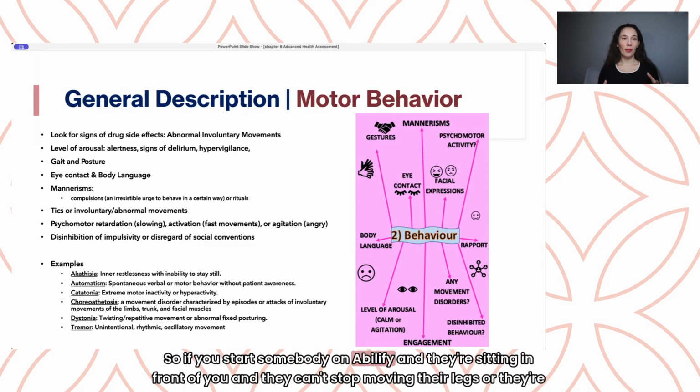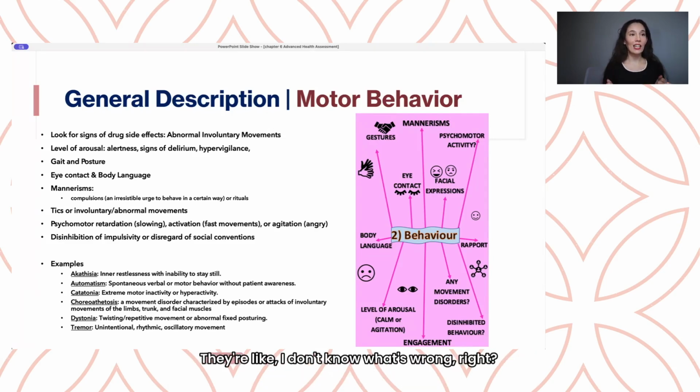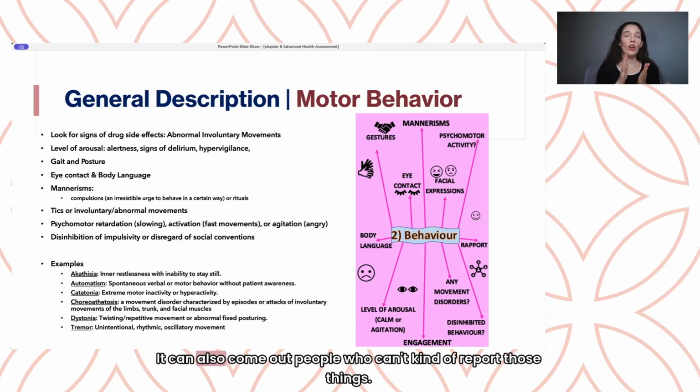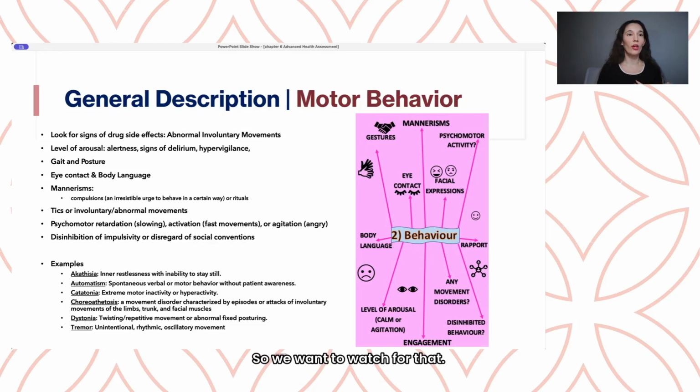So if you start somebody on Abilify and they're sitting in front of you and they can't stop moving their legs or they're tapping their legs and they're just bouncing, they can't sit still. They're like, oh, I don't know what's wrong, right? That's akathisia. It can also come out in people who can't report those things. It could come out as agitation because they have that internal restlessness. So we want to watch for that.